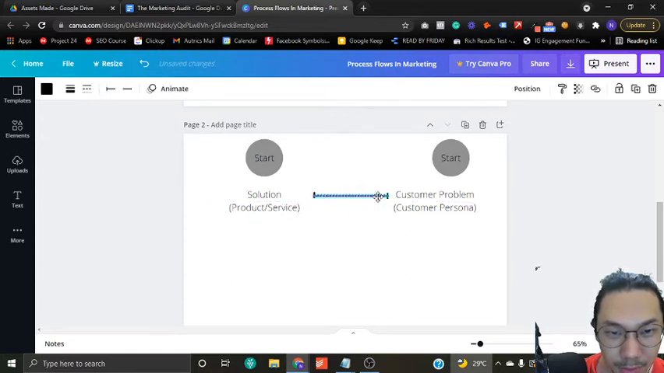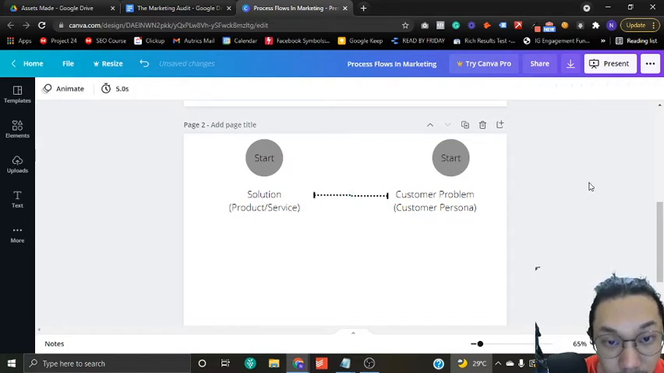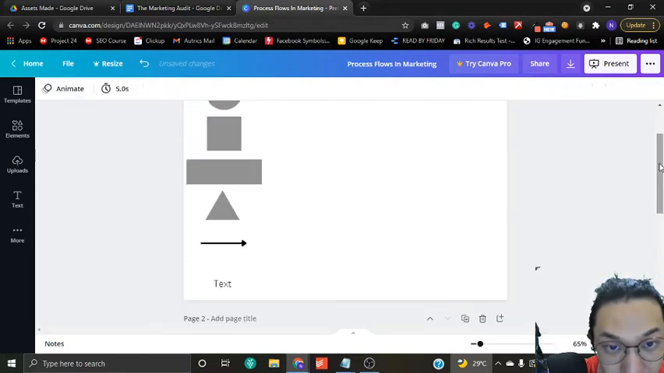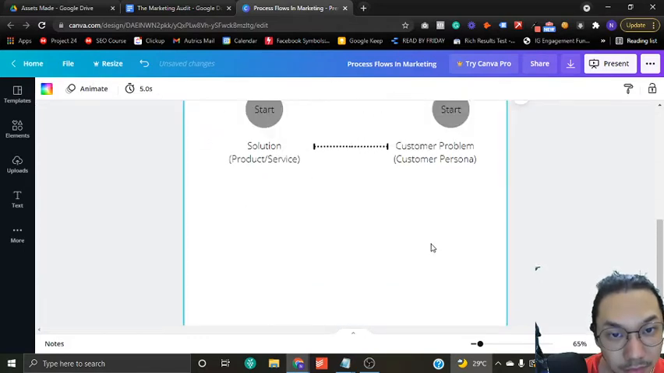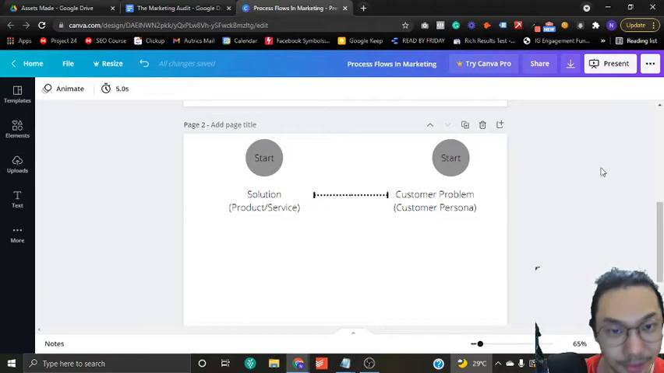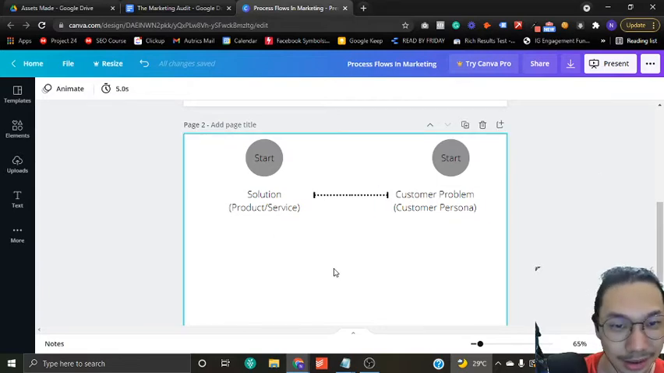Actually, I feel it's better if we did it like this, where it kind of meets in the middle. Yeah, something like this, although hopefully we can make something less ugly down the line.